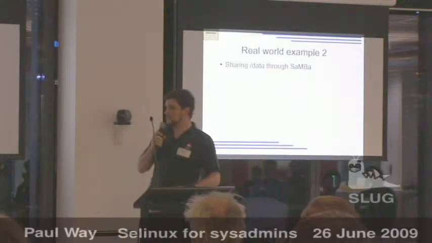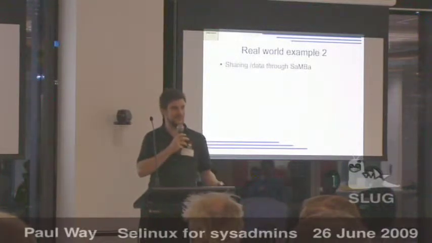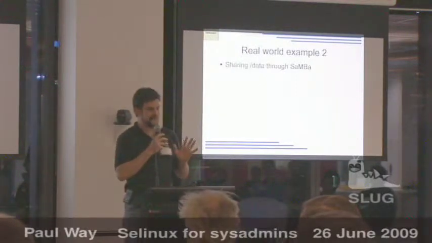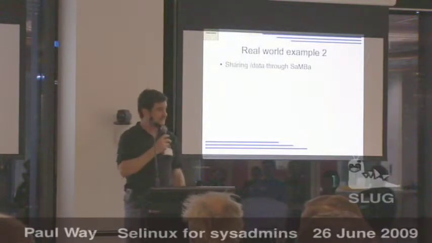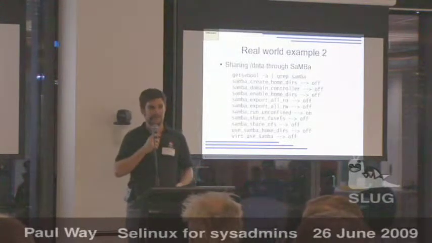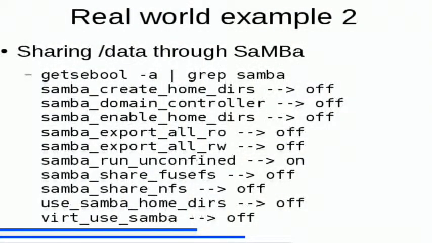So using booleans where possible to turn the feature that you want on is a really good thing. And if this talk is not technical enough, then feel free to ask lots of really technical questions and I'll see if I can answer them. So if we wanted to share the data directory through Samba, we run into a bit of a problem at this point because there's no samba_export_data, and samba_export_all_rw looks a little more inclusive than I'd really want to go with.